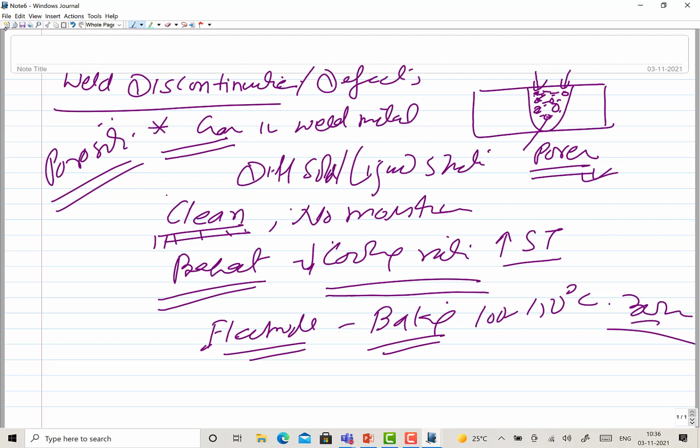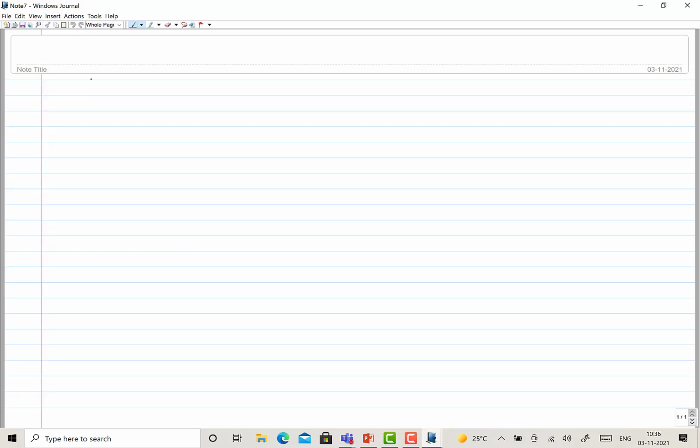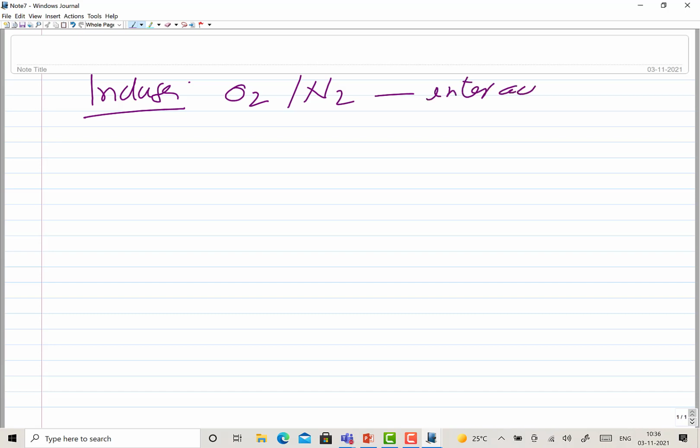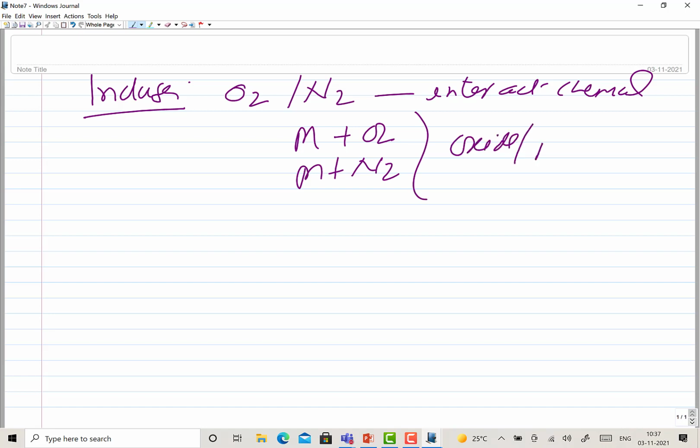The second discontinuity, which is also very common, is inclusions. So in the weld metal you have oxygen and nitrogen. If these gases are not just getting dissolved but interact chemically with the base metal, like the metal interacting with the oxygen, the metal interacting with the nitrogen, they form their oxides and nitrides.